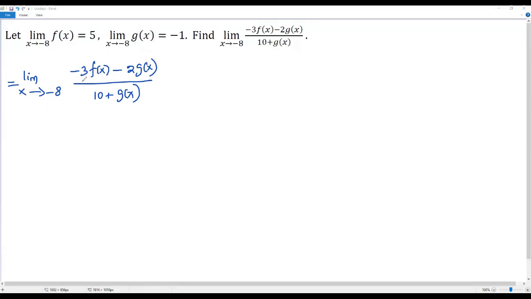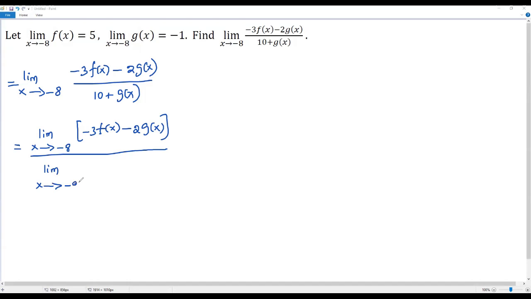Whenever we have a common limit for a fraction, the limit can be taken separately for the numerator and the denominator. So now I'm going to take this given limit for the numerator and denominator separately. That is the limit as x approaches negative 8. Let me write the numerator: negative 3 times f of x, negative 2 times g of x. And now I'm taking the same limit as x approaches negative 8 for the denominator, that is 10 plus g of x.